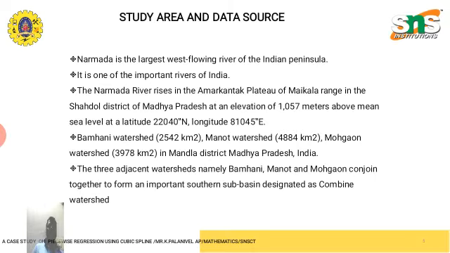Bamhini watershed, 2,542 square kilometers. Manot watershed, 4,884 square kilometers. Mahakhan watershed, 3,978 square kilometers, in Mandla district, Madhya Pradesh, India. The three adjacent watersheds, namely Bamhini, Manot, and Mahakhan, conjoin together to form an important southern sub-basin designated as the combined watershed.